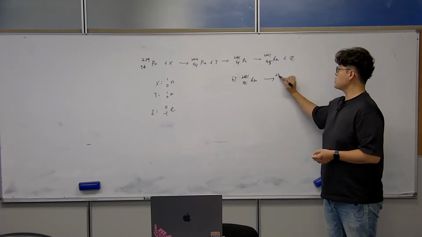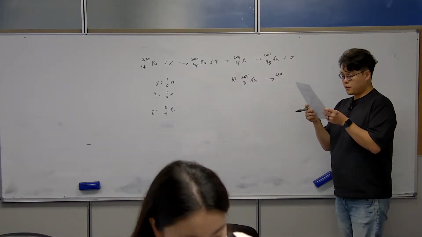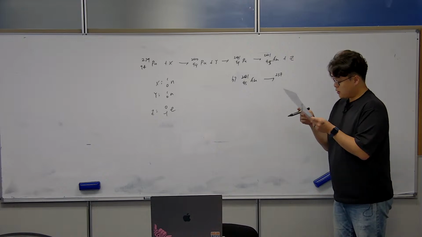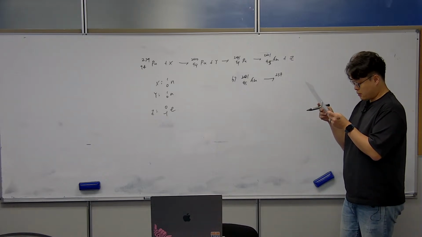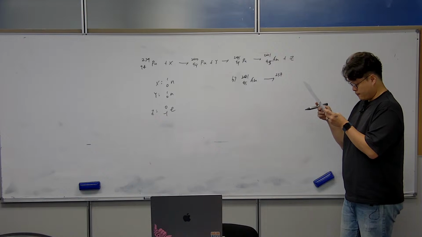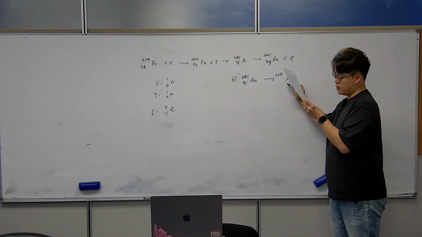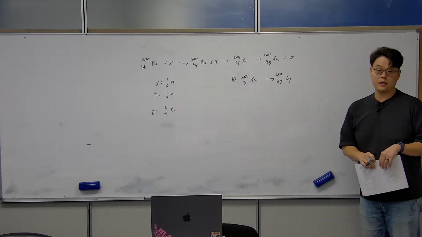So we have 237. Hello, Christine. 237. What is the atomic number of the two? Neptune, where is neptunium? Yep, Np. Okay, it is known as 93, like that over here.